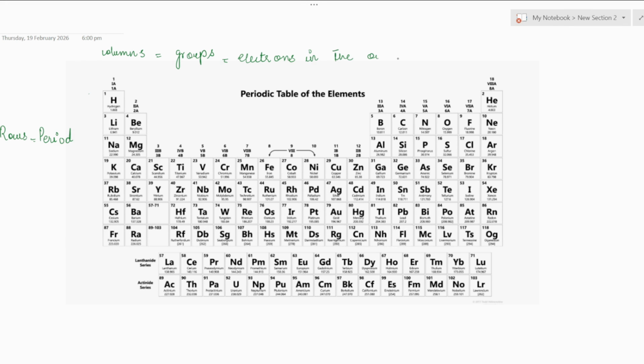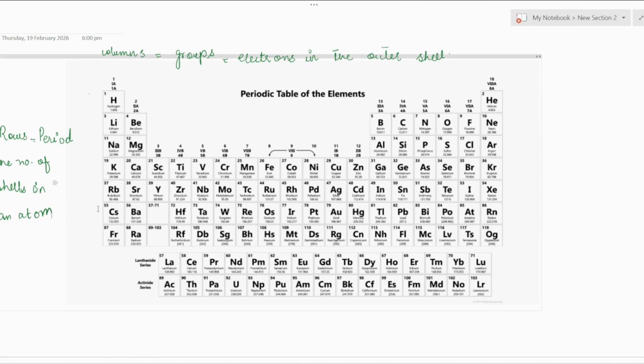And what does period number indicate? The number of shells in an atom. Okay, like how many shells are there? So if we talk about sodium, what is the total number of shells and how many electrons are there in the outer shell? Sodium. Okay. And three shells. So this is how we use the periodic table. So you know the good use of a periodic table.